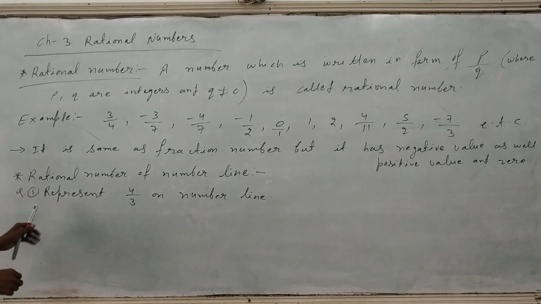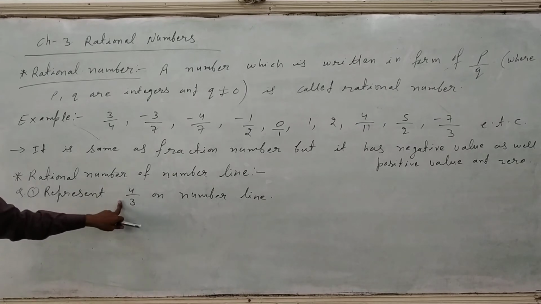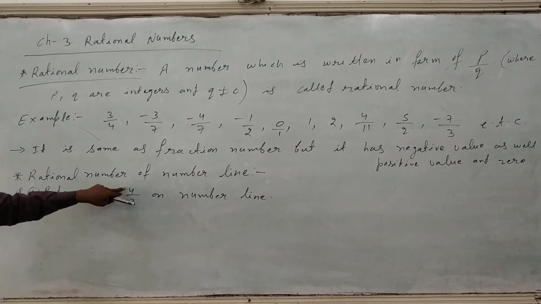Okay, so now the next topic is rational numbers on the number line. So we have to represent this number. This is a rational number because it is written in p upon q.